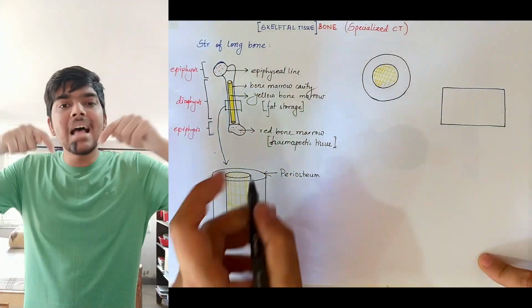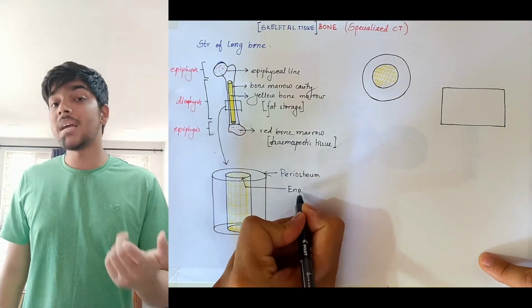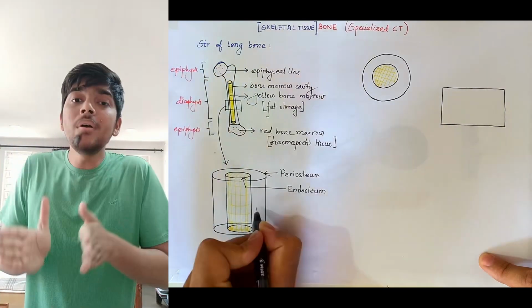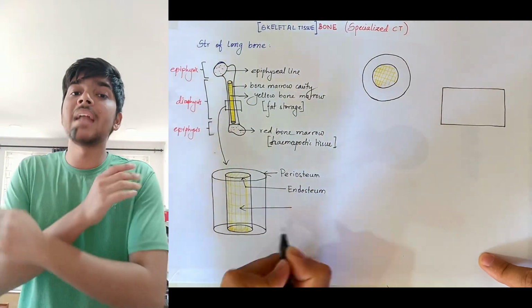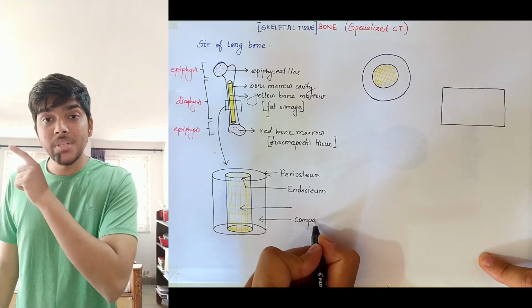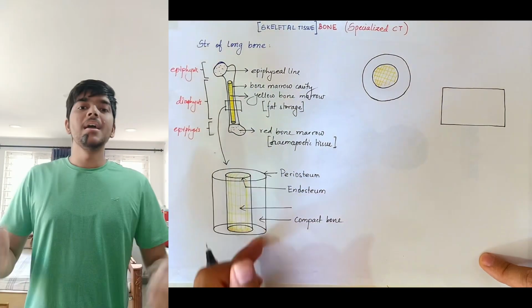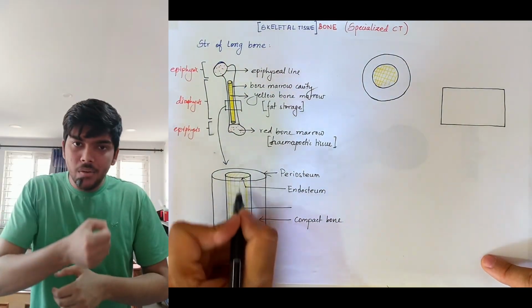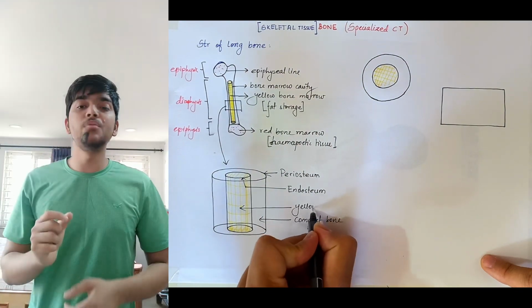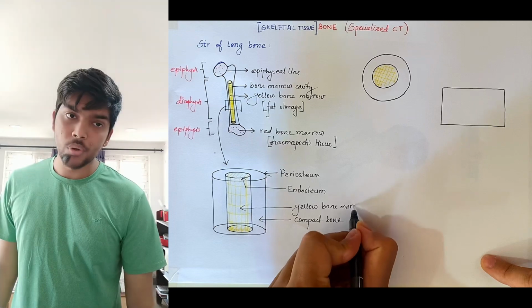From inside as well, there's a covering known as endosteum. Endo means inside, osteum is related to bone. In between these two layers, the bone that is present is none other than compact bone. So in the diaphysis, you have compact bone, which is the first type of bony tissue that we are going to deal with. In the middle, there's a cavity, which is the bone marrow cavity. Since it's present in the diaphysis, it is filled with yellow bone marrow, which is responsible for fat storage.